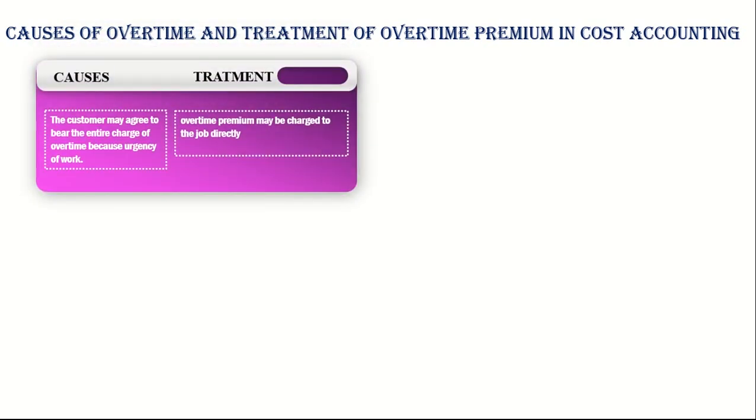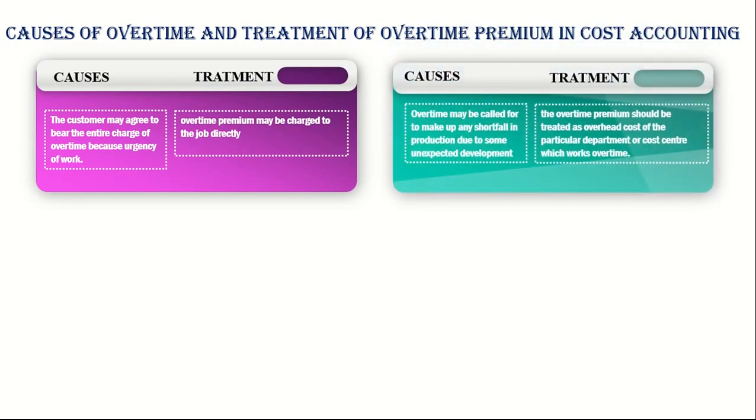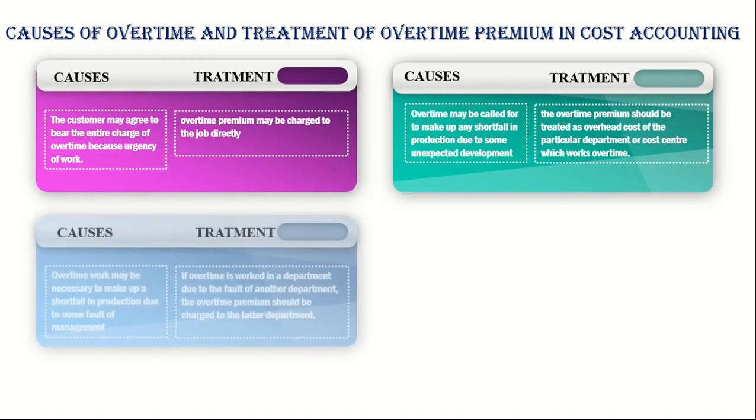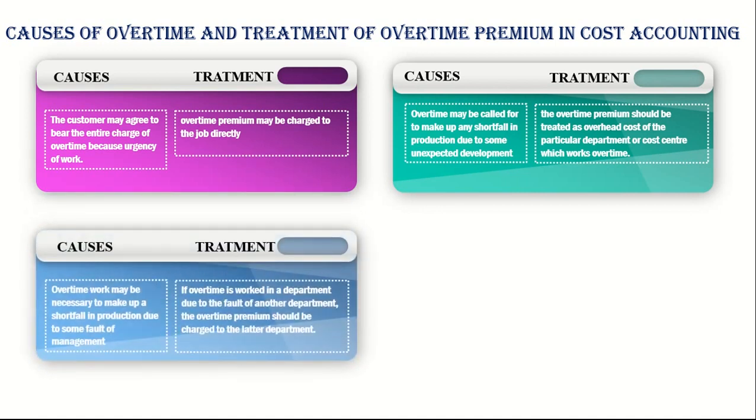Causes of overtime and treatment of overtime premium in cost accounting. The customer may agree to bear the entire charge of overtime because of urgency of work. In this scenario, overtime premium may be charged to the job directly. Overtime may be called for to make up any shortfall in production due to some unexpected development. In this case, overtime premium should be treated as overhead cost of the particular department or cost center which works overtime.